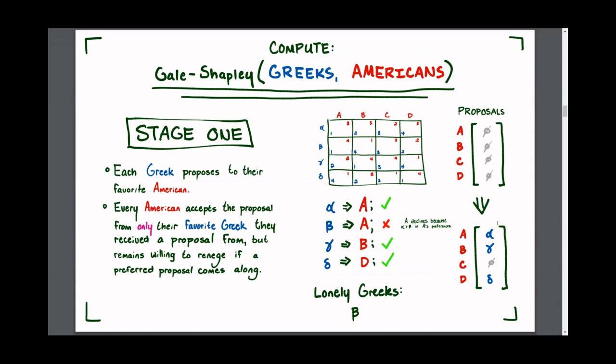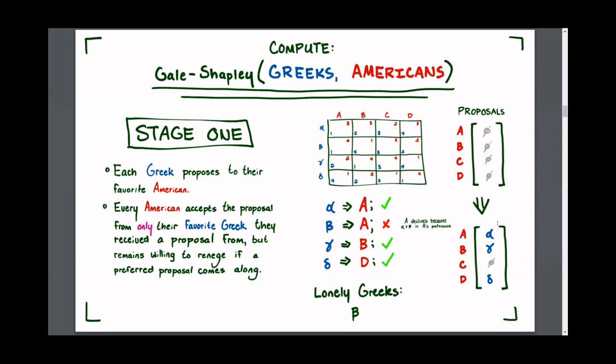The Gale-Shapley algorithm works in stages. In the first stage, every single Greek is going to propose to their favorite American. You just go down the list. It doesn't matter what order you do the Greeks in because the ultimate result of each stage is agnostic to that. When you go through, each Greek proposes, and every American will accept the proposal from only their favorite Greek that they received a proposal from, but they will remain willing to renege on that proposal if a preferred one comes along. I know that a few of you in this class actually are engaged, and I wish you the best of luck in this process.